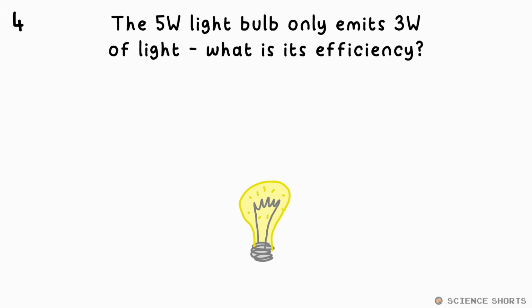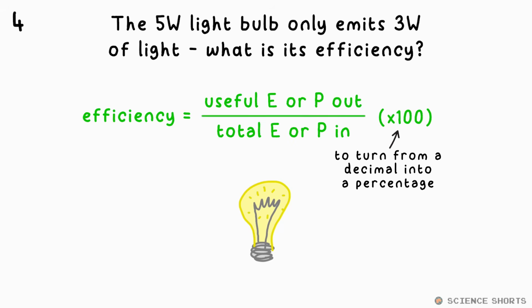Question 4. The 5-watt light bulb only emits 3 watts of light. What is its efficiency as a decimal and percentage? Efficiency is just a ratio of useful energy out divided by total energy in. This gives us 0.6 as a decimal. Multiply it by 100 and it turns into a percentage, 60%.